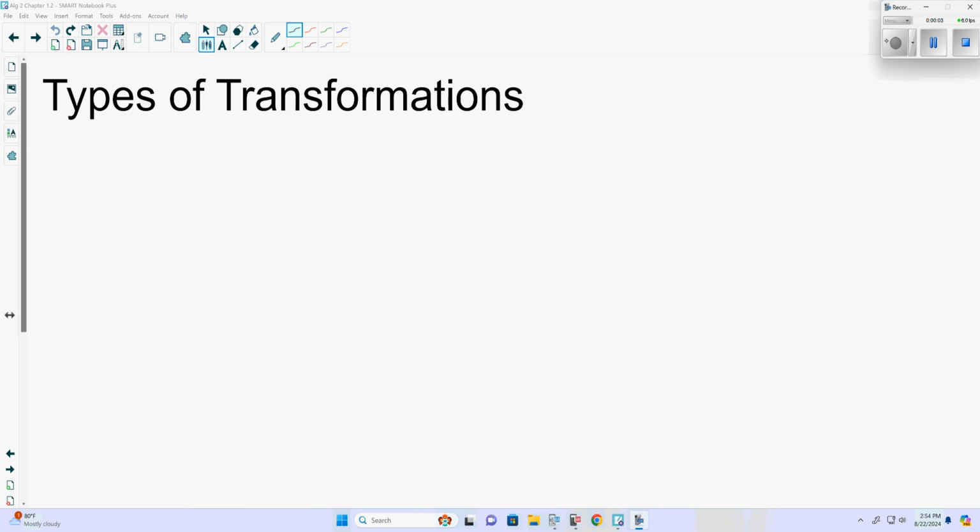All right, guys. Focus in. So what we talked about yesterday are types of transformations with our parent functions.